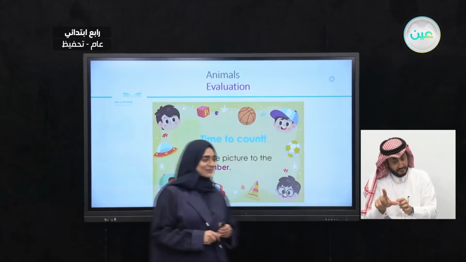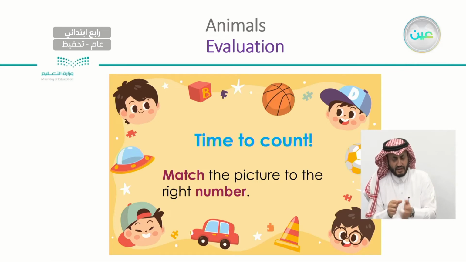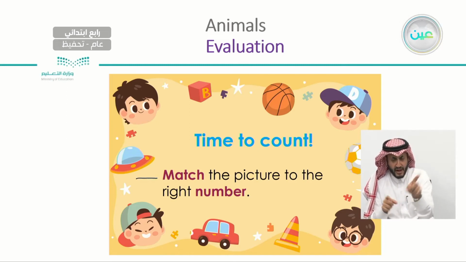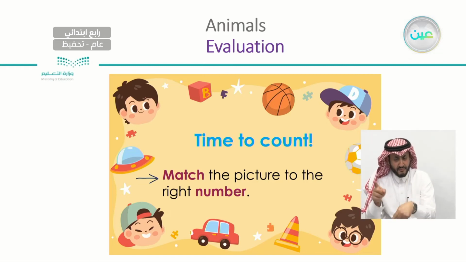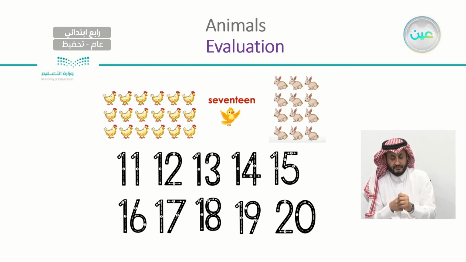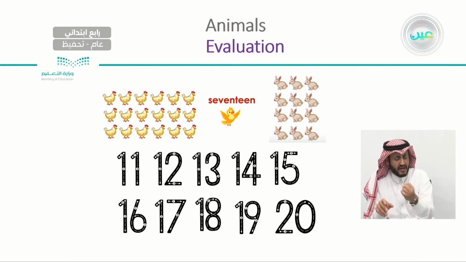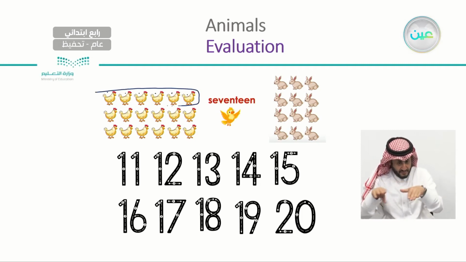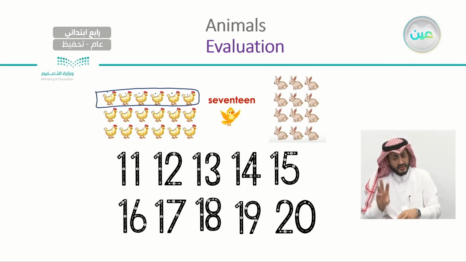Okay, good job. Now, time to count. Remember when we learned how to count all the way to 30? So now we're going to look at pictures and match the picture to the right number. So what do we see over here? We see chickens, bird, and rabbits, right? Let's count the chickens together. 1, 2, 3, 4, 5, 6. So we have 6 over here. And we have another 6.